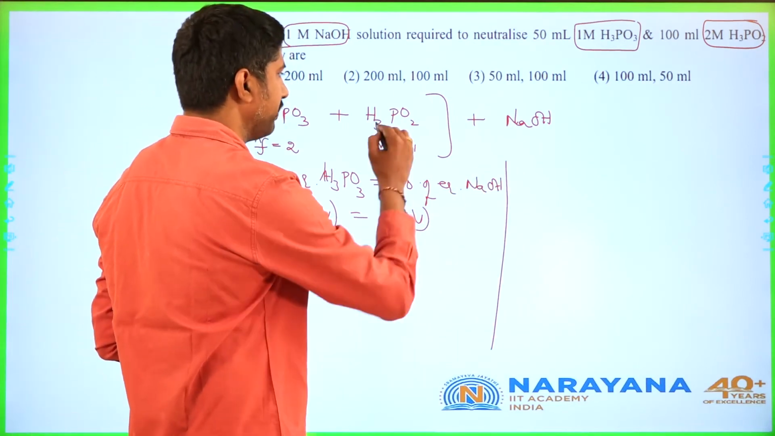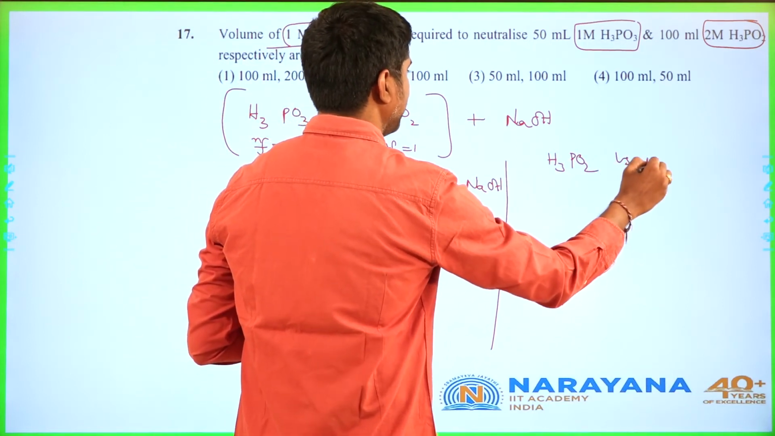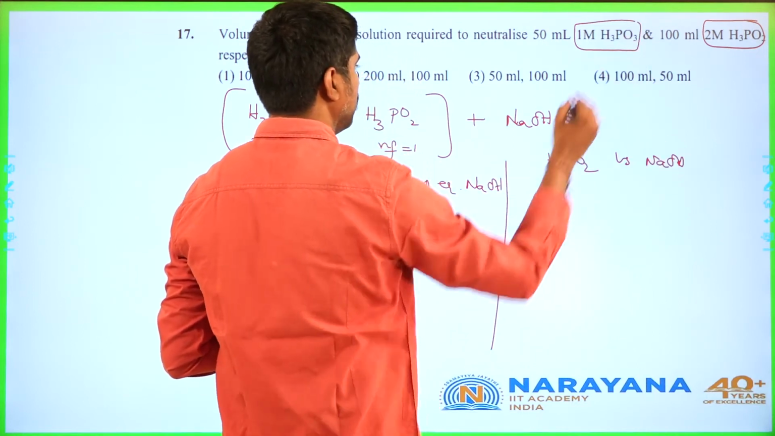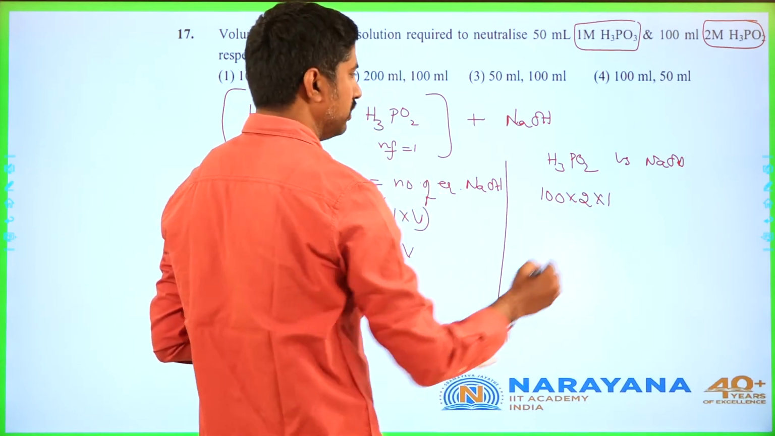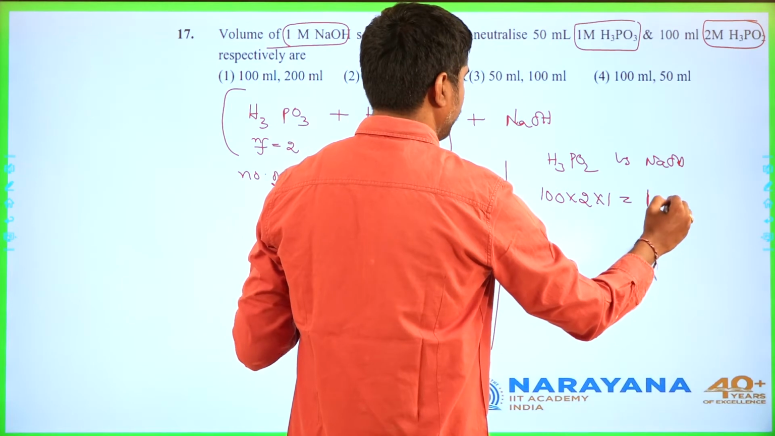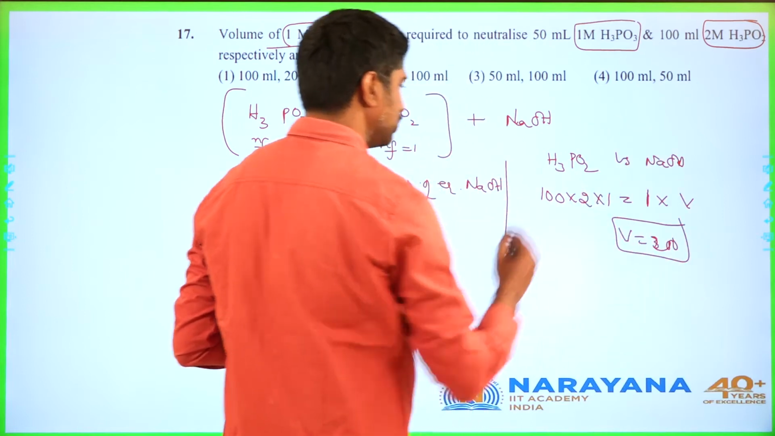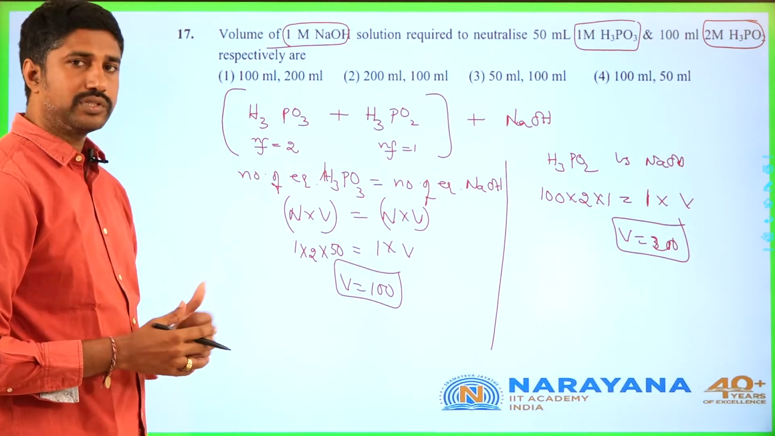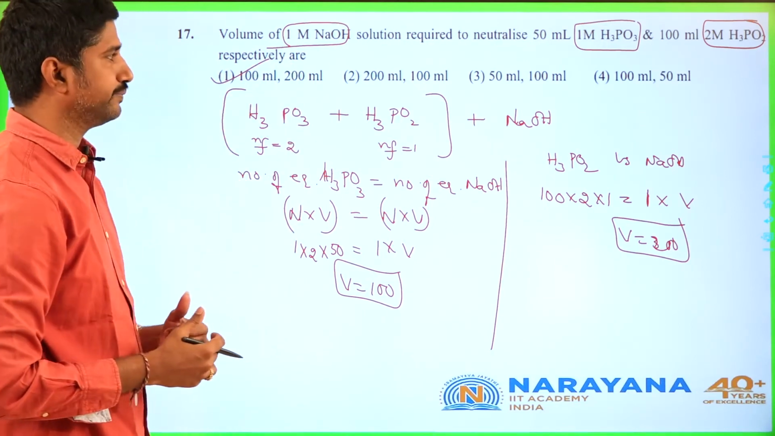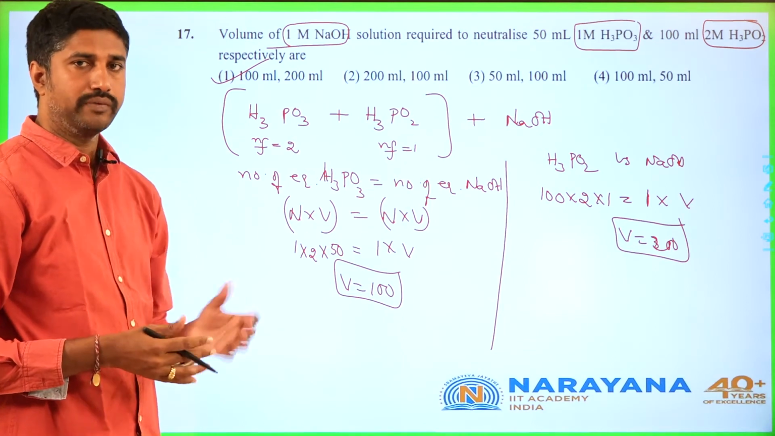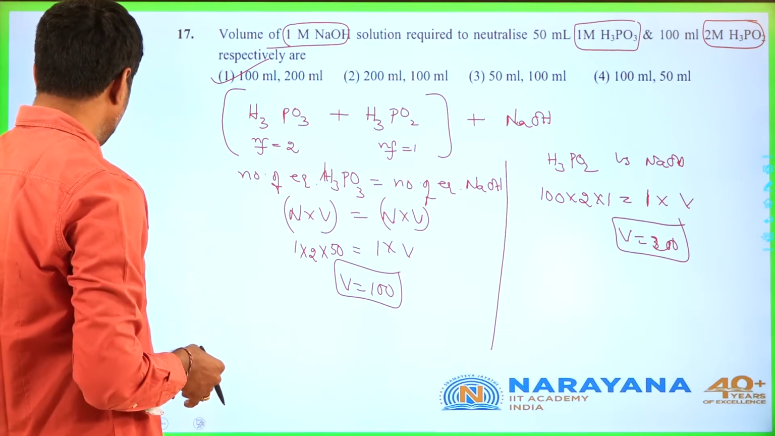Similarly, apply the same for H3PO2 versus NaOH. So 100 ml times molarity 2 times n-factor 1 equals normality 1 for NaOH times volume. So the volume of NaOH required is 200 ml. So 100 ml for the first compound and 200 ml for the second compound. So the answer is the first option. Simple logic, the principle of equivalence in titrations. Next question.